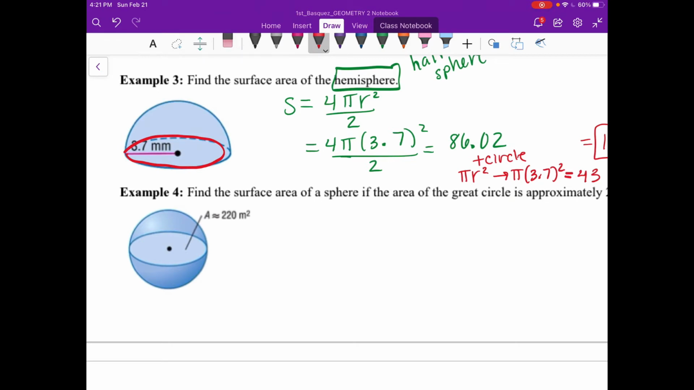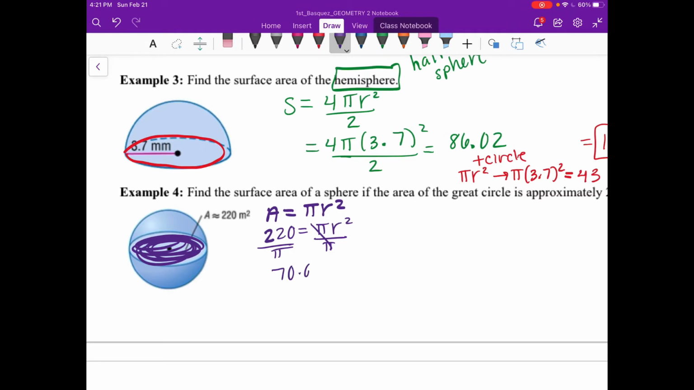All right, find the surface area of the sphere if the area of the great circle is approximately 220 square meters. So the difference in this question is that I'm not given the radius, I'm just given the area of this circle. So working backwards, if the area of this circle is pi r squared, and I know the area, I'm going to use this information to solve for r. So I'll be dividing both sides by pi. That gives me about 70.03, that's r squared, and then I take the square root. That's how you get rid of the squared there. That gives me 8.4.